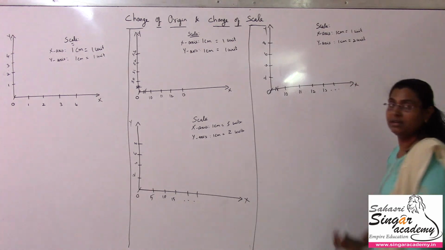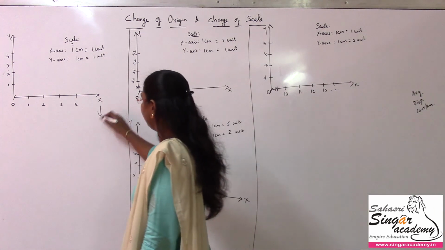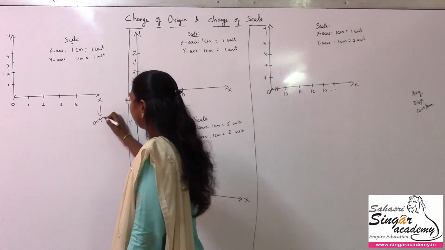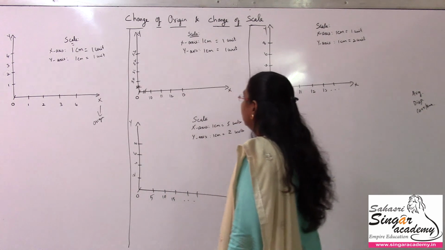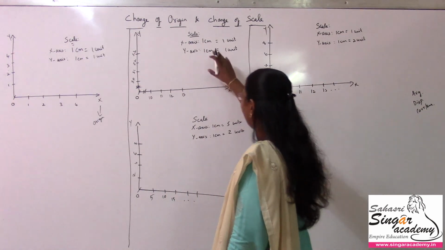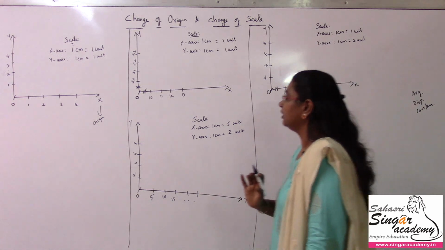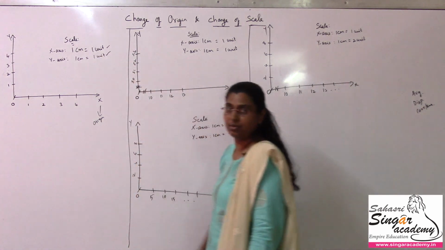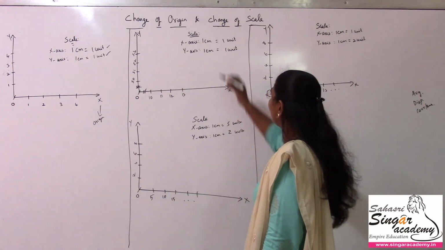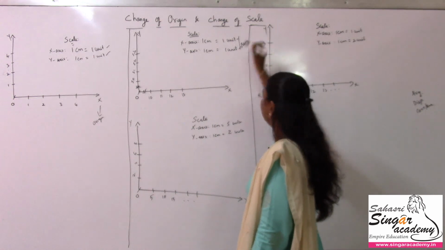Is it okay? Now this was my original graph, which I used to have 1, 2, 3 on the x-axis and also 1, 2, 3 on the y-axis. Just check the difference in the scale alone. Here it is 1 centimeter equal to 1 unit, 1 centimeter is equal to 1 unit, the same. No changes in the scale.